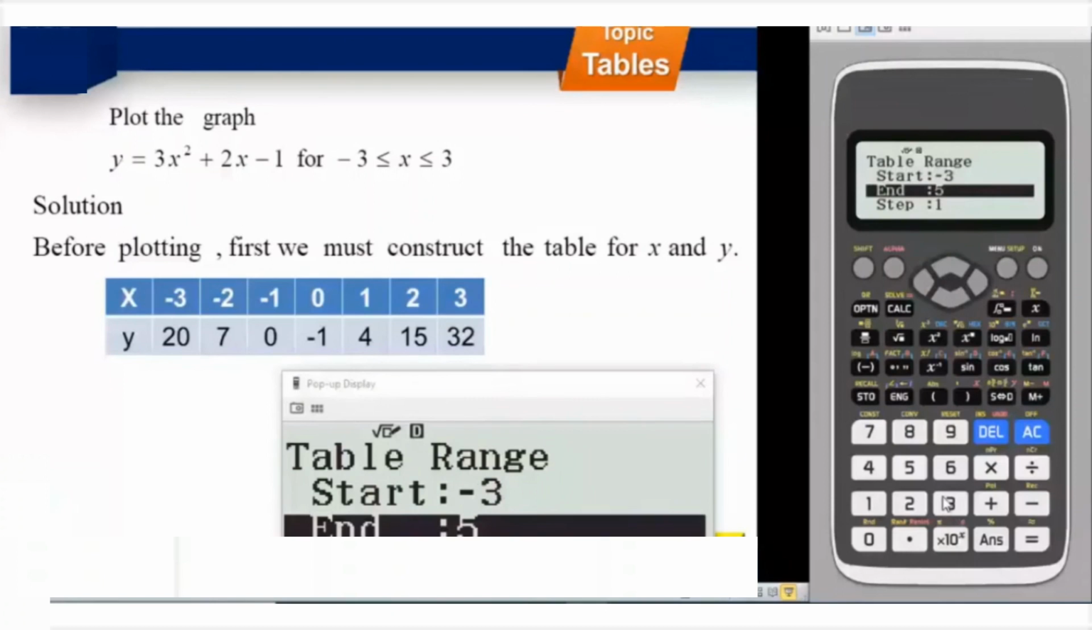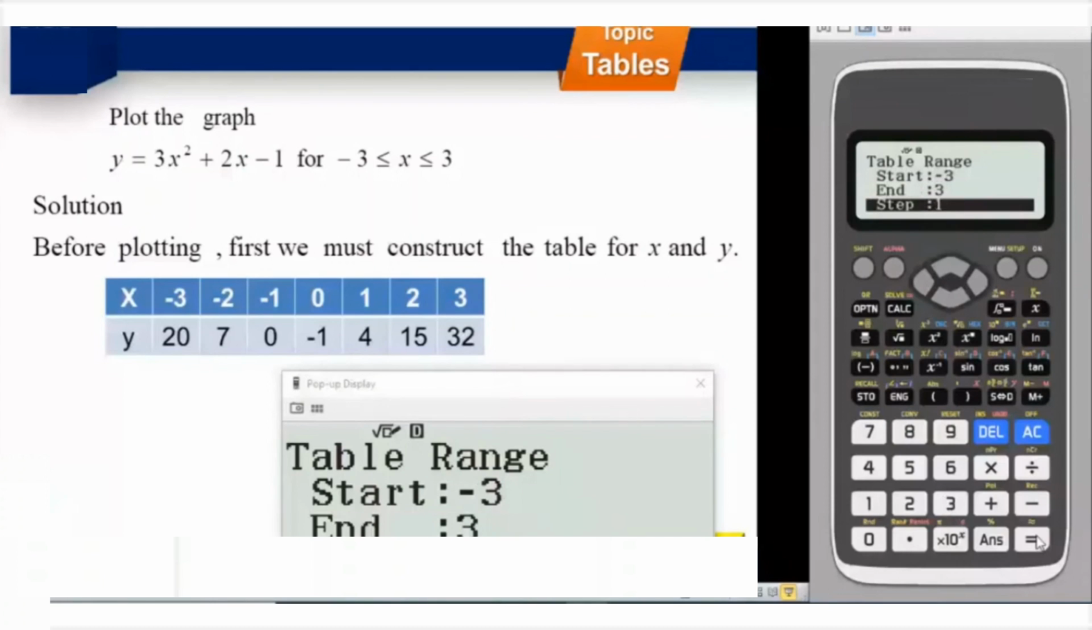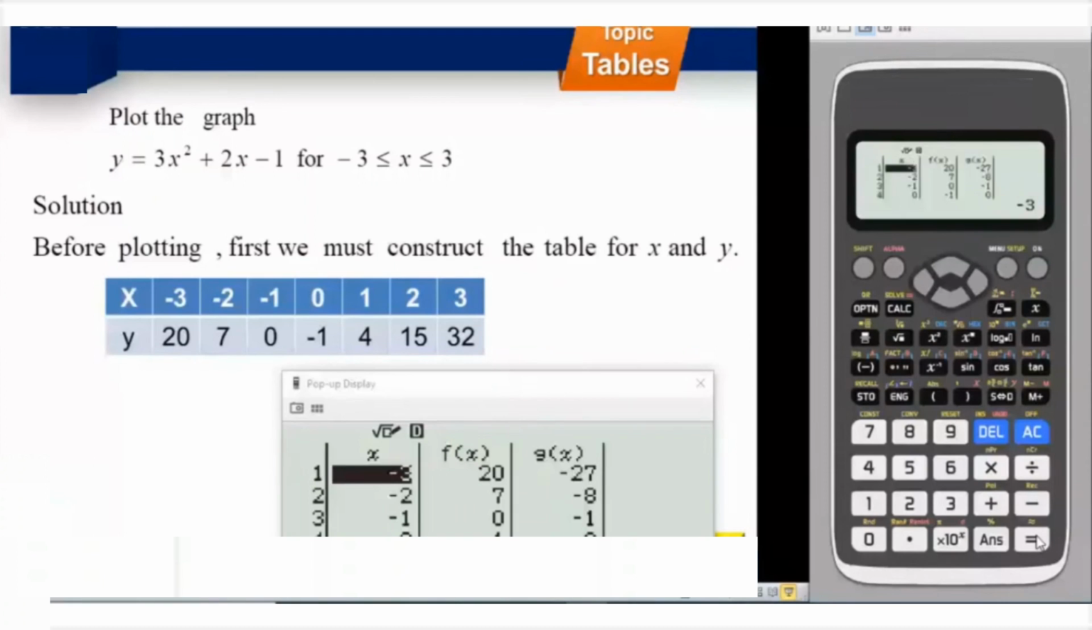Now since I wrote two equations, f(x) was one equation, g(x) was the other equation, for the same parameters I'll get two different sets of values. f(x) was 3x square plus 2x minus 1. g(x) was x cube. So I am getting two tables simultaneously. Do you realize how convenient it is to make a table and get all possible values without spending lots of time on it?